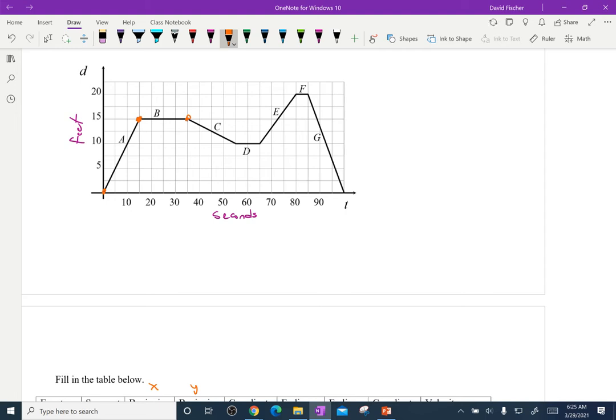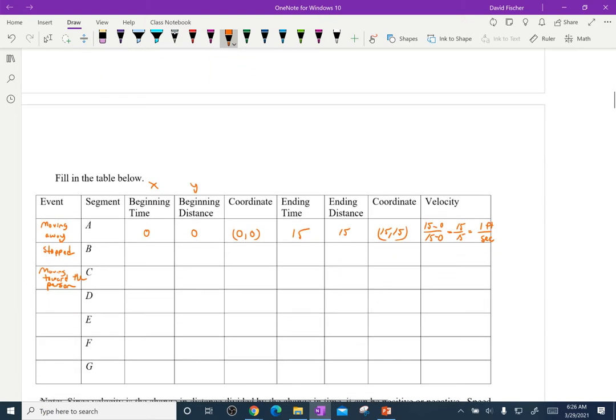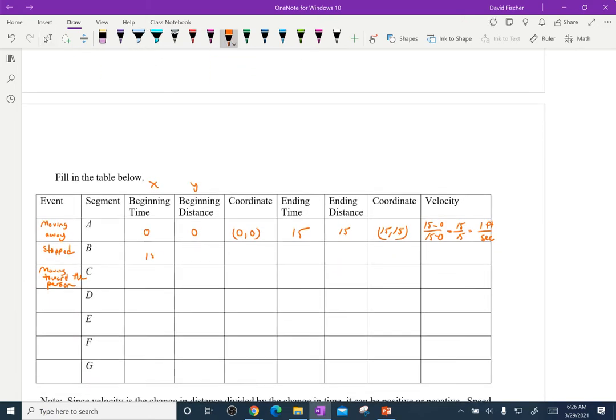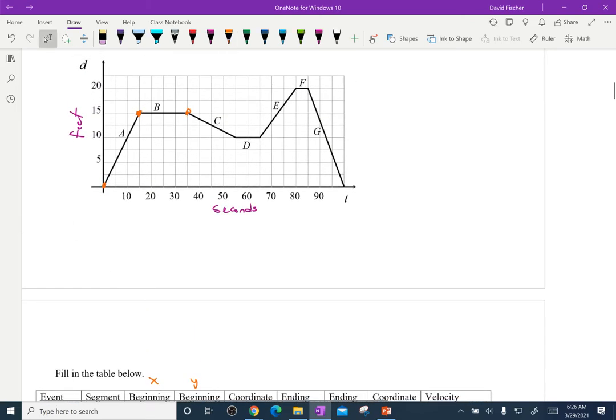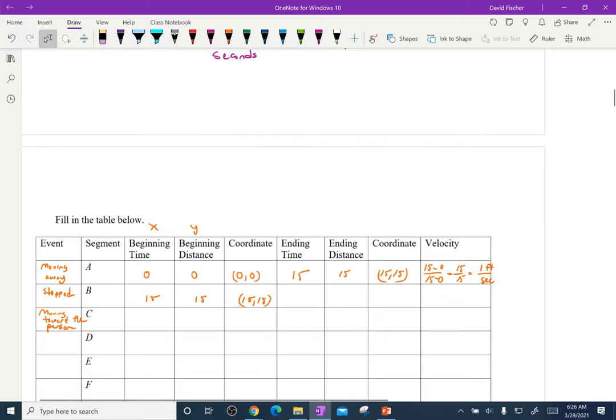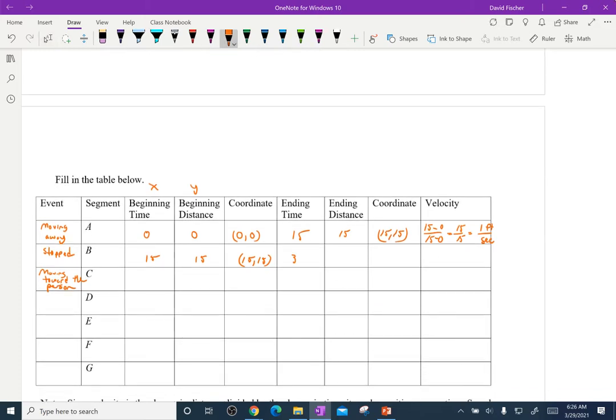You probably already know. So it looks like time started for B at 15 seconds, and the distance was 15 feet. So that's going to give me a coordinate of 15, 15. Then it ended at 35:15. So 35 seconds later, it was still at 15 feet. So my coordinate there is 35:15.